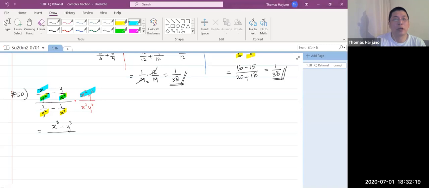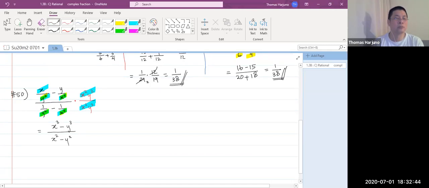On the denominator, we repeat the same story. x squared y squared divided by y squared is x squared. Multiply by 1, gives me x squared. Likewise, x squared y squared divided by x squared is y squared, times 1 is still y squared. Now, all of a sudden, it becomes a simpler fraction. It's not simple yet, but it's simpler.